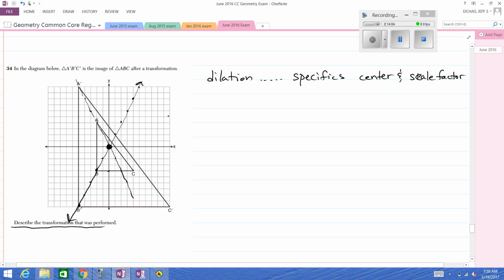The scale factor, I could do a number of different things here. I'm going to look at the easiest play here that I see. I'm going to count how far B prime C prime is and how far BC is. It's like 6 there.